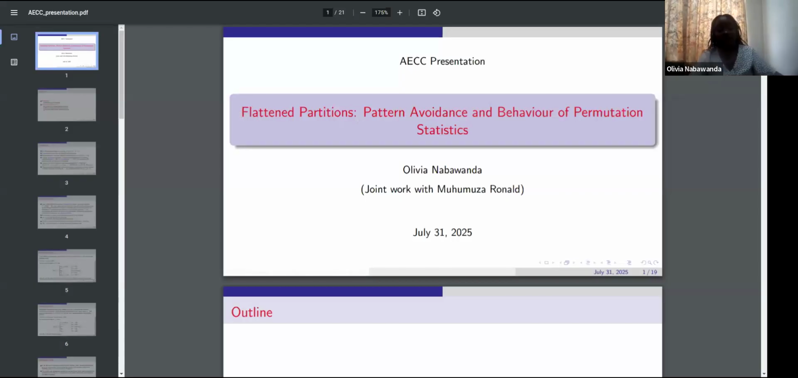The work I'm going to present is joint work with Muhumuza Ronald. Muhumuza Ronald has been my master's student, so I gave him a project which we could do such that we get results that we can compile together and then get a manuscript which we can submit to a journal for review and then publication. So I would be very happy if I receive comments or any suggestions which you can use to improve this work.